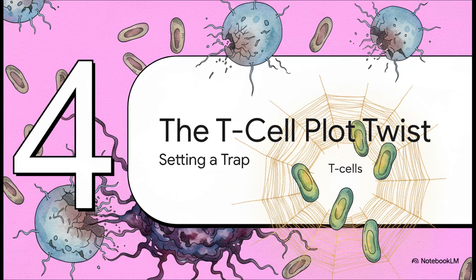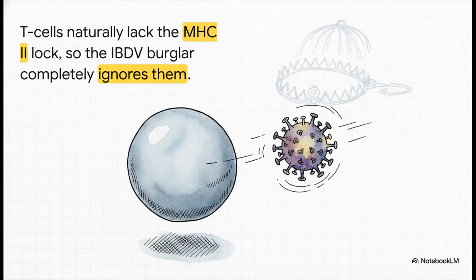Section 4. The T-cell plot twist. Of course, every great detective story needs a plot twist. Up until now, we've only talked about B cells. In their normal resting state, chicken T cells do not express the MHC II lock. And because they don't have the lock, the IBDV burglar completely ignores them. They aren't even on the virus's radar. This presented the scientists with a totally fascinating opportunity to set a trap.